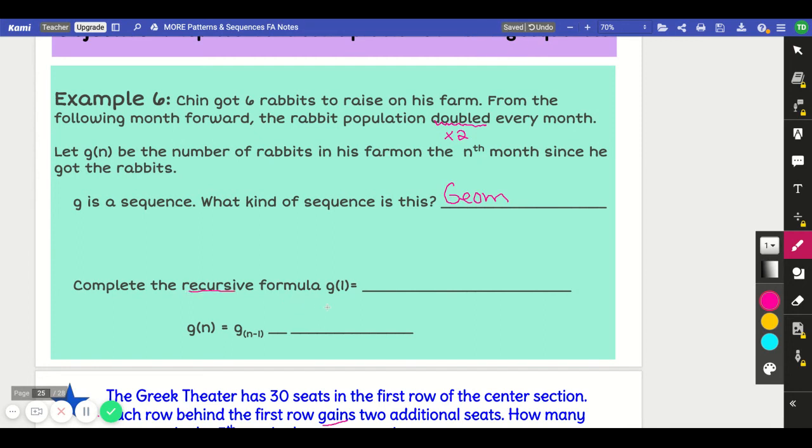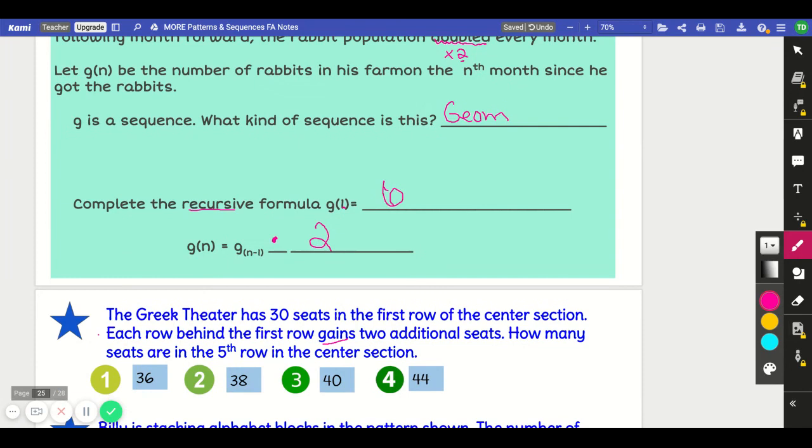So we need to first state what the first term is, and that means where he started, and that was the 6 rabbits. Now we take the previous term, because it's recursive, and we're going to multiply by the common difference. The common ratio, actually. This time is the common ratio. And that would be 2. And that's it. The previous term times 2.